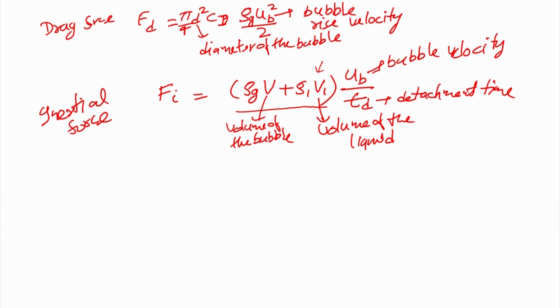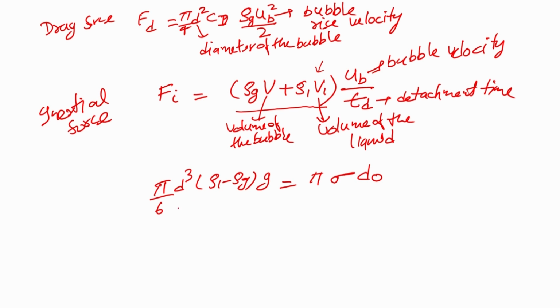So, what will happen? You will see that pi by 6 d cube into rho L minus rho G into G will be equal to pi sigma into d naught. d naught is the orifice diameter. So, what you can do?